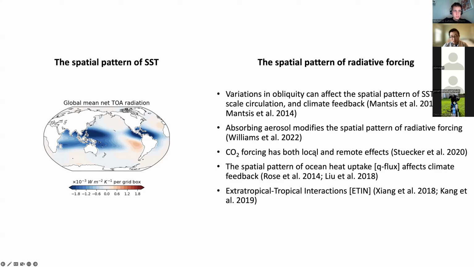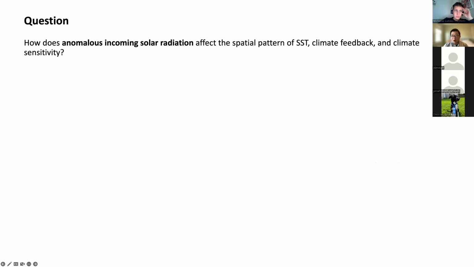2022. And also, the CO2 radiative forcing has both local and remote effects. And from the Q flux perspective, previous studies have shown that the spatial pattern of ocean heat uptake can affect the climate feedback and climate sensitivity. In addition, there are strong connections between the tropics and the extratropics. So, motivated by these studies, we try to explore the impact from the spatial pattern of solar radiation.